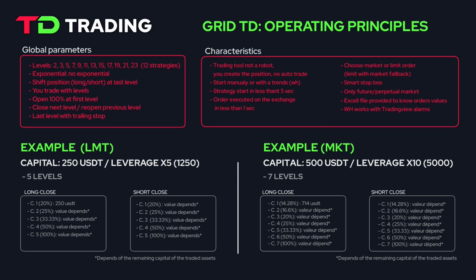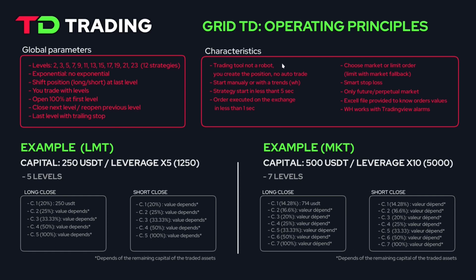With this tool, you will trade with levels with no exponential. For the global parameters, you can choose the level, so 2, 3, 5, 9, 15, 21, etc. You have 12 strategies. There is no exponential difference between the orders. The strategy shifts long or short at the last level, so you trade with levels, not with opening or closing orders. It opens 100% at the first level, closes the position gradually on the next levels, and reopens the position with the previous level. The last level has a trailing stop to extract maximum value.